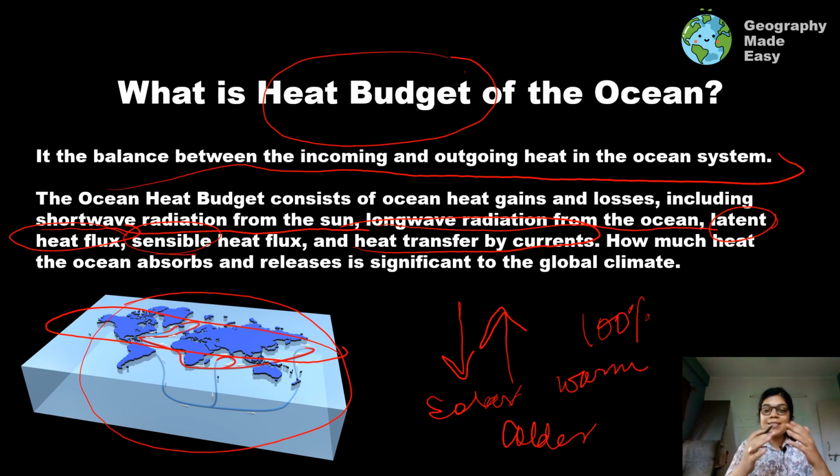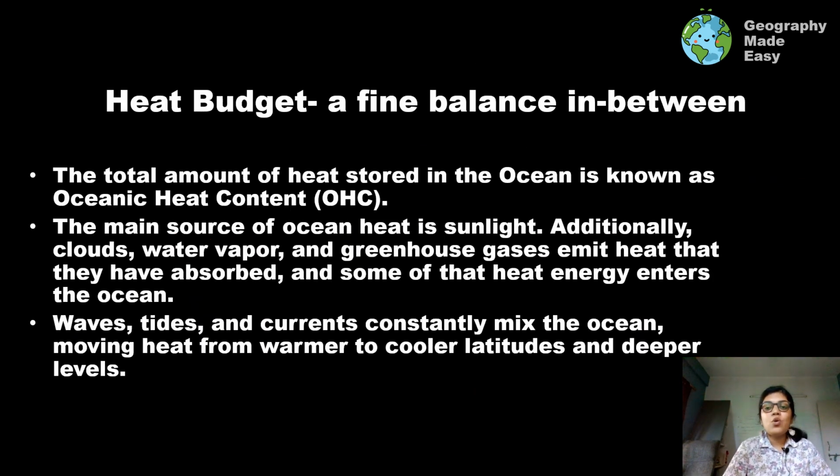So these currents help in balancing the heat which is received by the surface of the earth, which is received in this case by the ocean. So how much heat the ocean absorbs and releases is what is calculated in the heat budget. I have named it a fine balance. It is a balance between the atmospheric systems, the oceanic system, and the land systems.